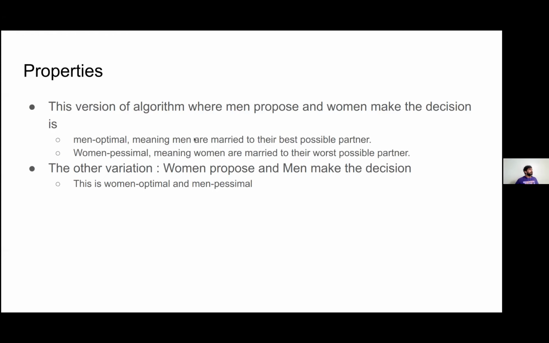Now, as I said before, this version of the algorithm that I have discussed is the version where men propose and the women make the decision. So this version of the algorithm is men optimal. That means men are married to their best possible partner, whereas it is women pessimal, so the women are married to their worst possible partner. Since they are the ones who make the decision and do not propose, they have to accept the men who have proposed to them. So men end up getting the best possible partner in this algorithm. The other variation of this algorithm could be where women propose and men make the decision. This variation would be women optimal and men pessimal.